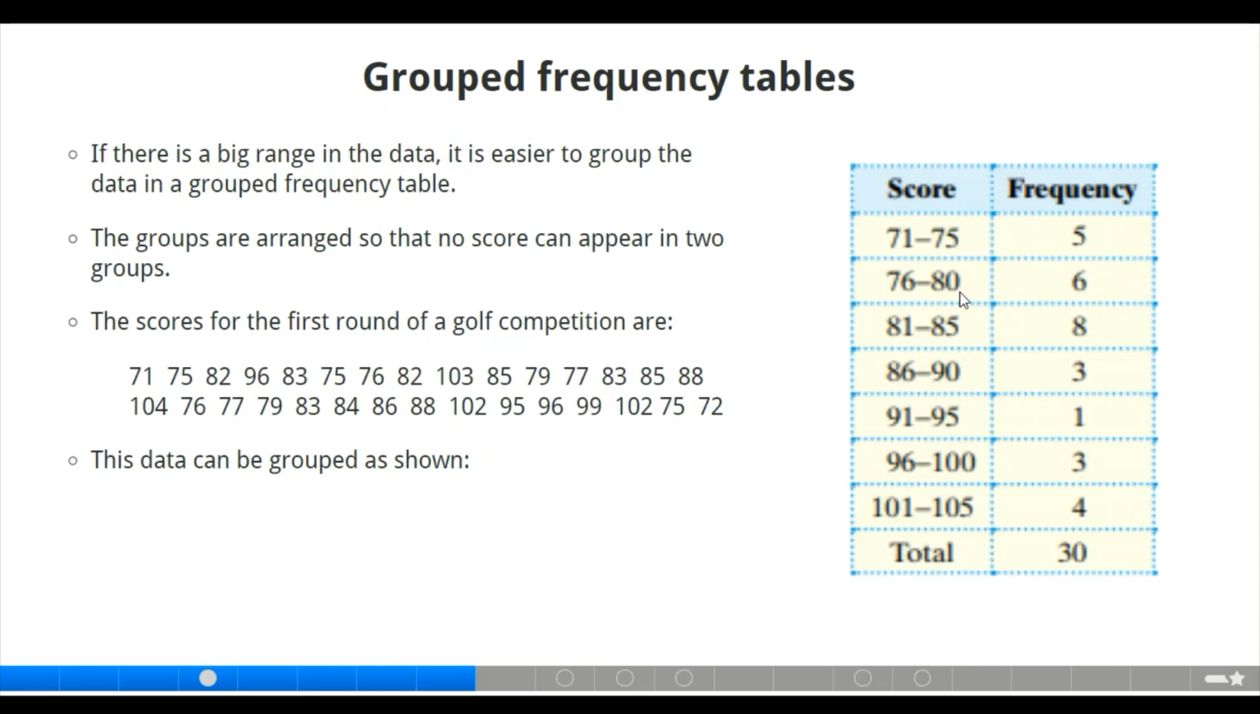This is telling us that all the values that fall between 71 to 75 will be put under this class of 71 to 75. Values that fall from 76 to 80 will be put under 76 to 80, and that goes on to when you have 101 to 105. So let's look at the first one here, 71 to 75. From here, you count how many values we have from 71 up to 75.